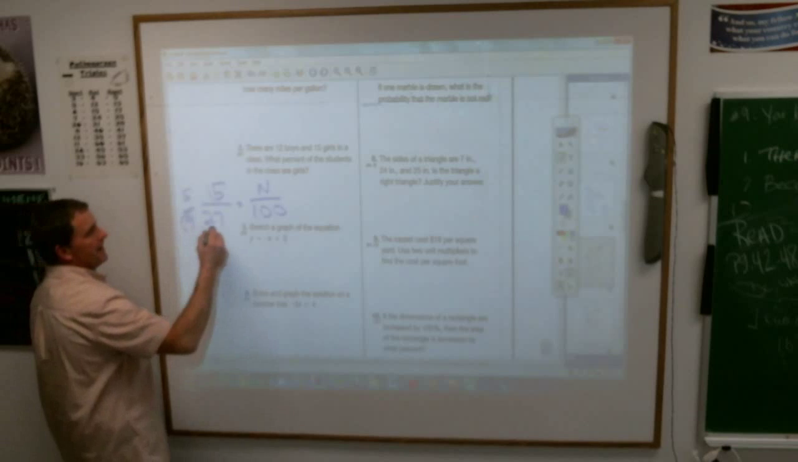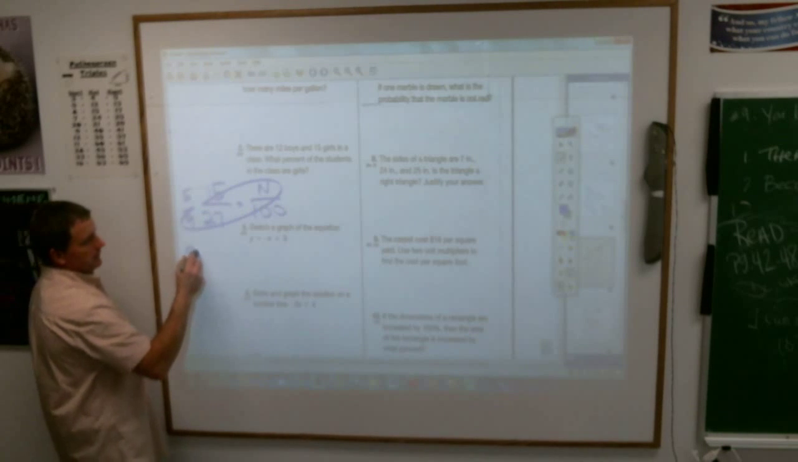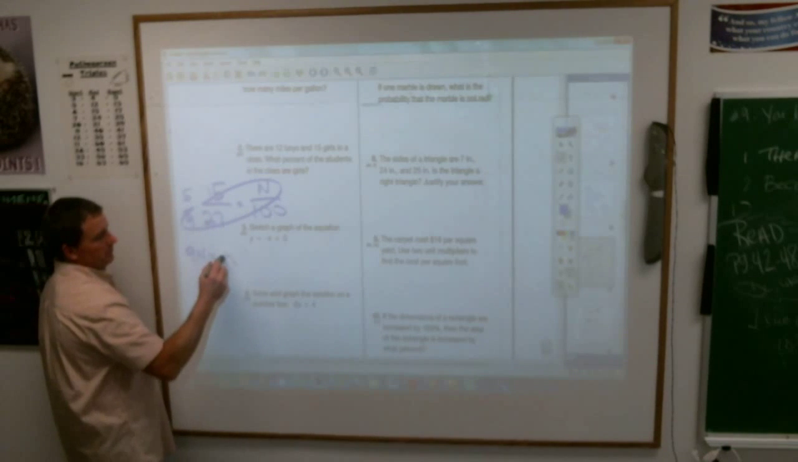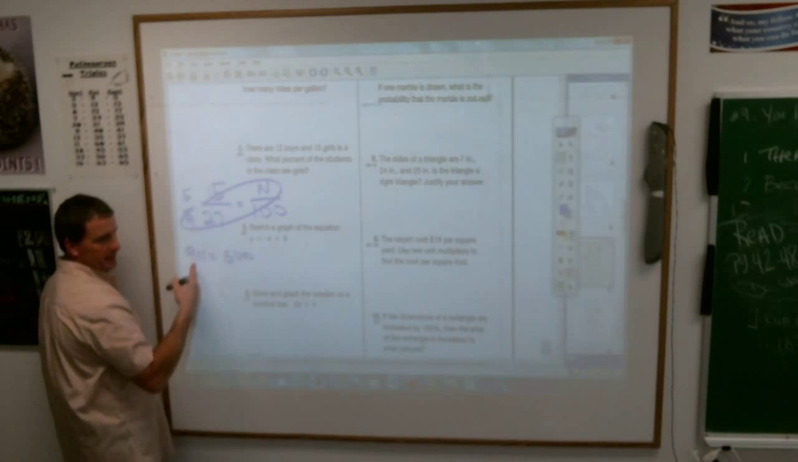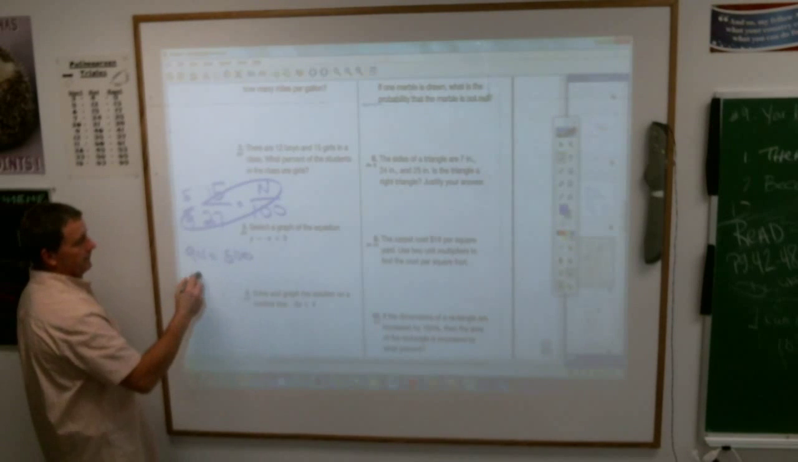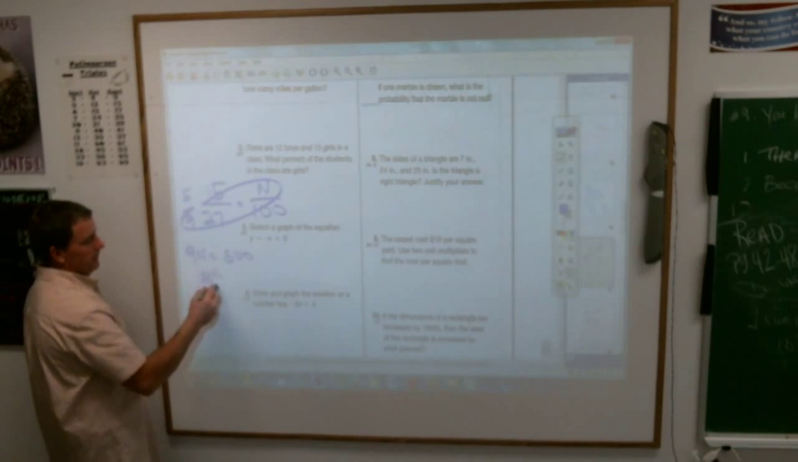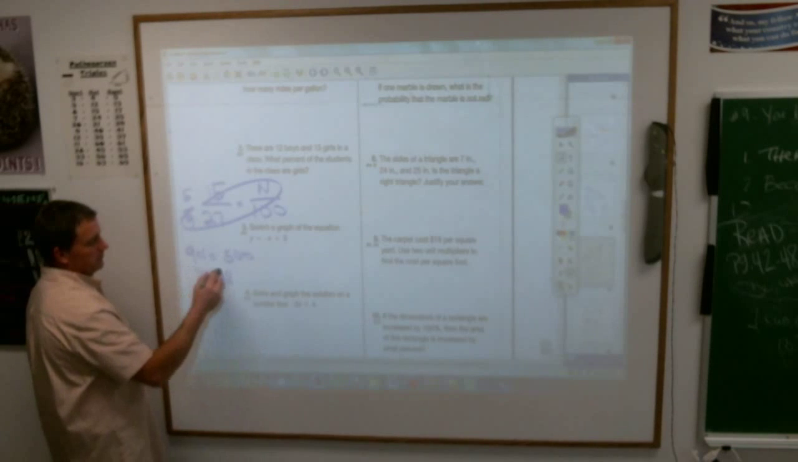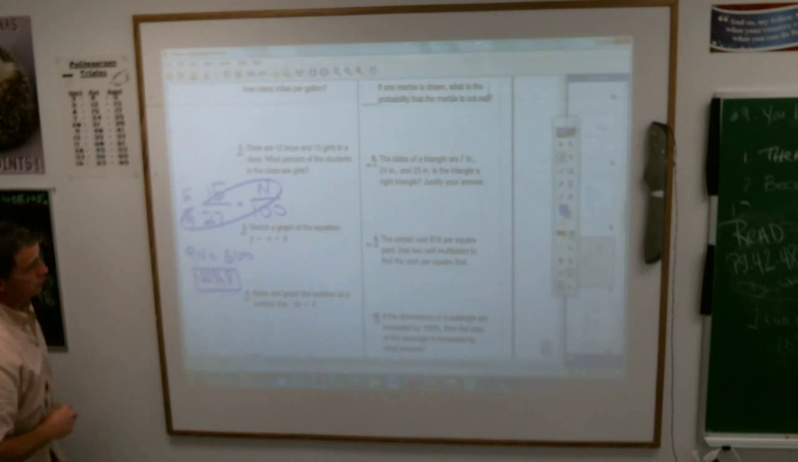So you end up with 9 times n equals 5 times 100, which is 500. You need to divide by 9. And 9 goes into 500 55 and 5/9%. I'm not sure, maybe I told you something else, but I do remember doing this with a few people there.